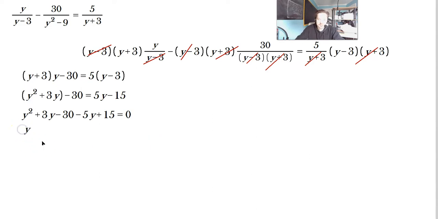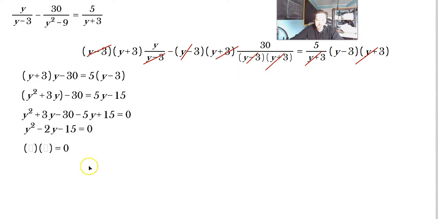So it's going to be y squared. And now let's see. You have 3y minus 5y. It's going to give you a negative 2y there. And then you have negative 30 plus 15 is going to give you a negative 15. And this is equal to 0. You see? Combine like terms. Now I just have to factor this. So you do that by looking at the factors of the negative 15.